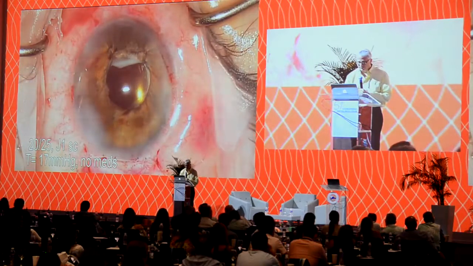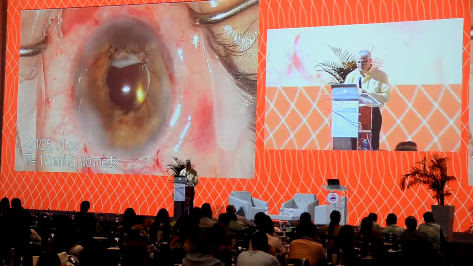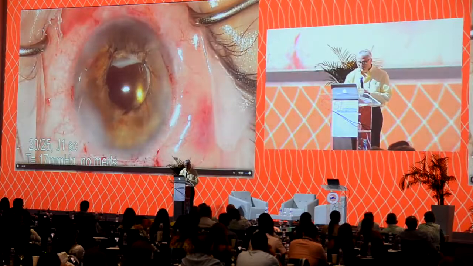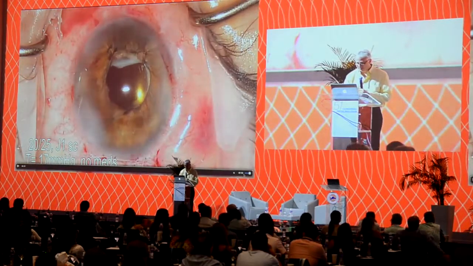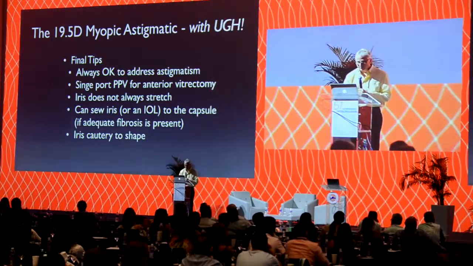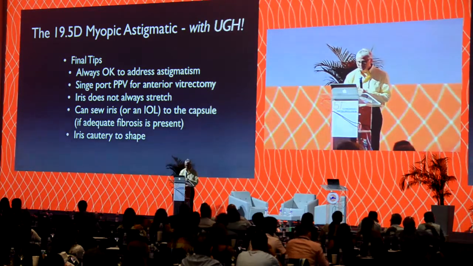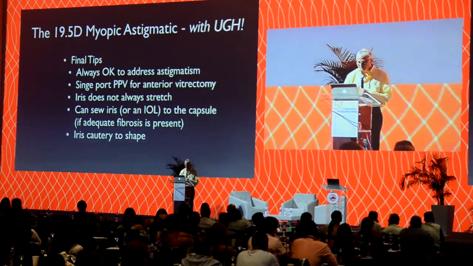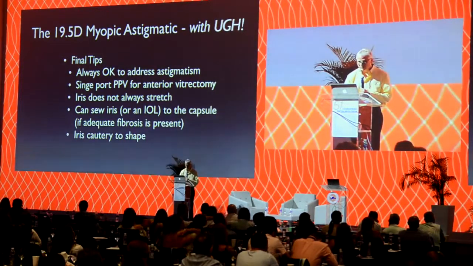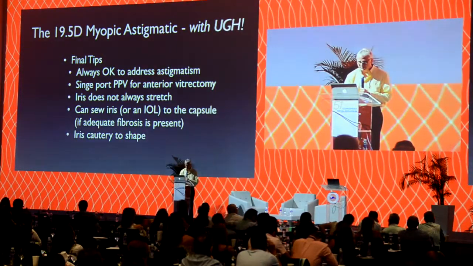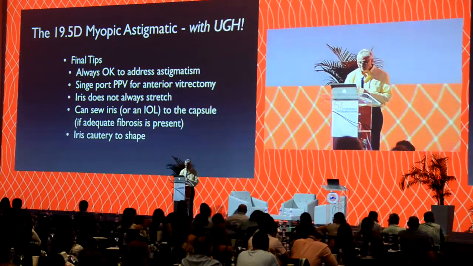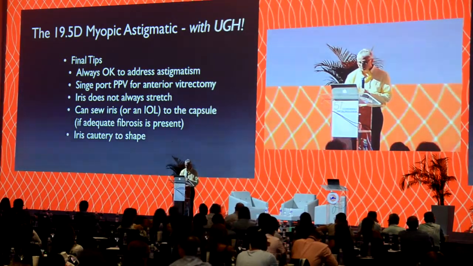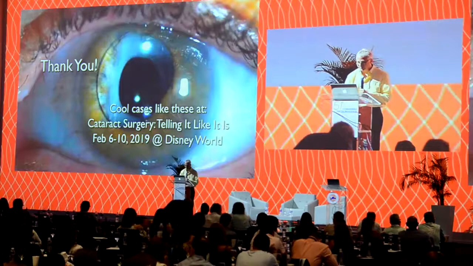And though not perfectly round, a pretty happy result with 20/25 J1 uncorrected, pressure of 17 on no meds. Remember, it was 18 before on 4 different meds. So, just as the final tips, always address astigmatism, even if you're doing a reconstruction case. We talked about anterior vitrectomy through the pars plana before, and while the iris doesn't always stretch, sometimes there's a little bit of extra. Nothing wrong with sewing the iris to fibrotic capsule if you can't stretch it all the way, and the cautery is a wonderful technique.